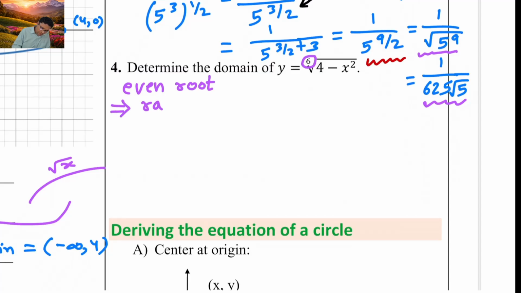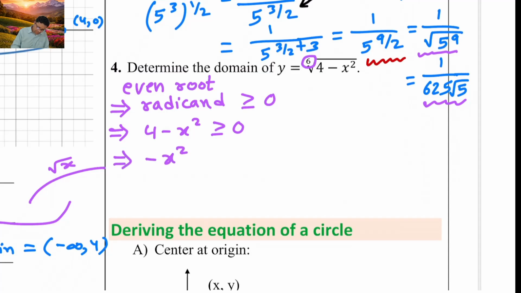implies, what did we say earlier? The radicand must be non-negative, equal or greater than 0. Okay. So 4 minus x square equal or greater than 0. Minus x square equal or greater than minus 4. 4 taken to the right side. Now you have both negative signs. You can simply flip them or multiply by -1, so you change the sign, x square equal or less than 4.